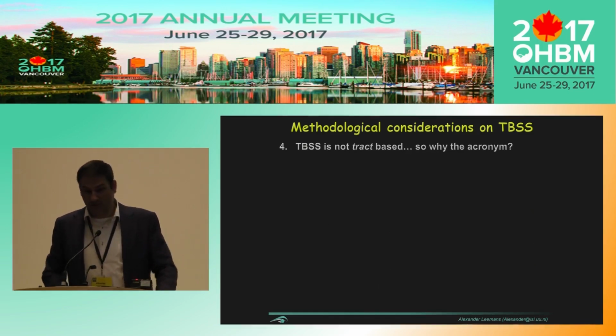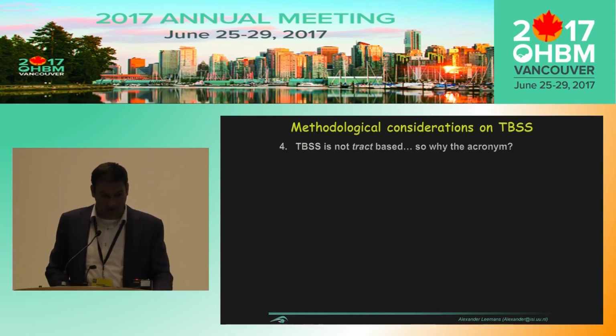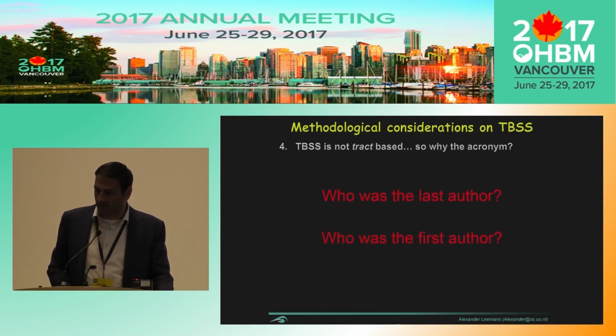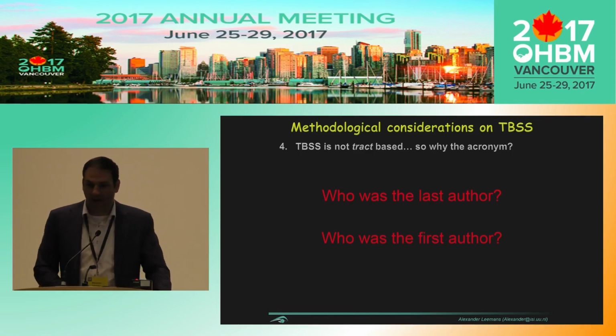But interestingly, obviously, because it's not tract-based, why do we actually call it TBSS? Well, who was the last author of the paper? That was Timothy Behrens, right? Who was the first author of the paper? That was Steve Smith. TBSS: Timothy Behrens, Steve Smith. Anyways, at least they've got a sense of humor.